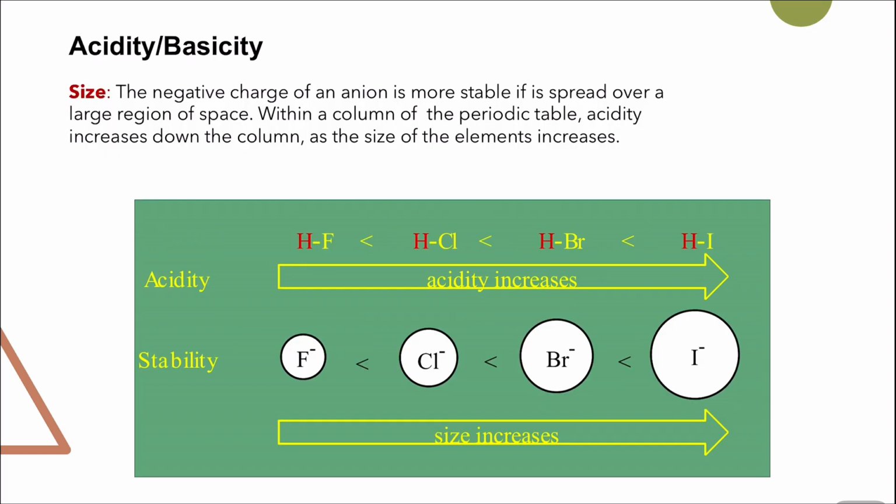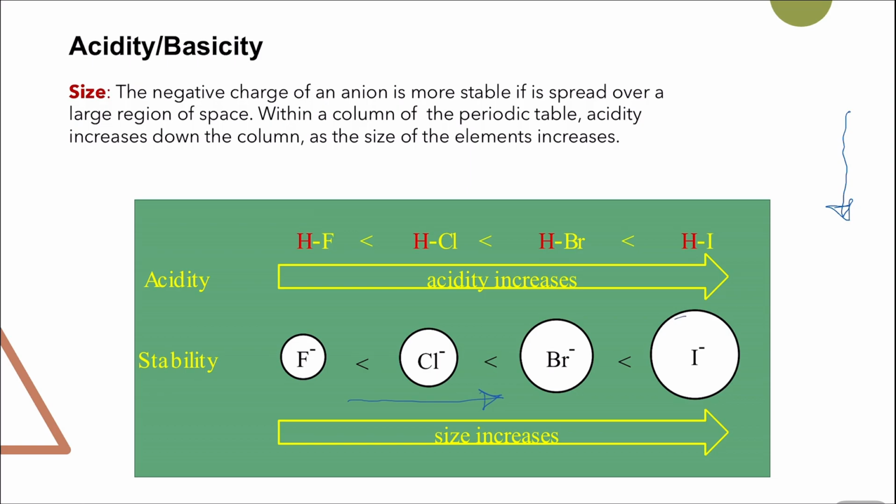The other factor is the size. An anion is an atom or a group of atoms that has a negative charge. The negative charge of an anion is more stable if it's spread over a large region of space. Within a column of the periodic table, the size increases as we go down. So we have fluoride, chloride, bromide, and iodide. They are all halides in the same group of the periodic table, and the size increases as we go from fluoride to iodide.